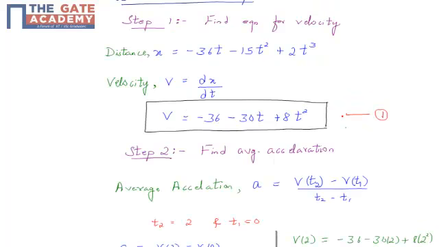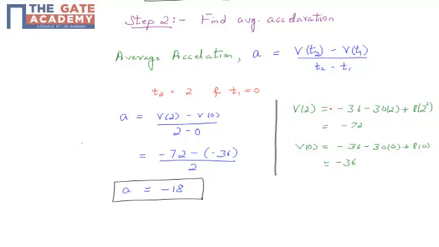the value t = 2 in our equation 1. So we get v(2) = -36 - 30 × 2 + 8 × 2². So our answer for v(2) would be -72. Similarly we would compute v(0). Substituting t = 0 in equation 1, we get v(0) = -36. Now putting the values of v(2) and v(0) in our acceleration formula, we get the final average acceleration value equal to -18.